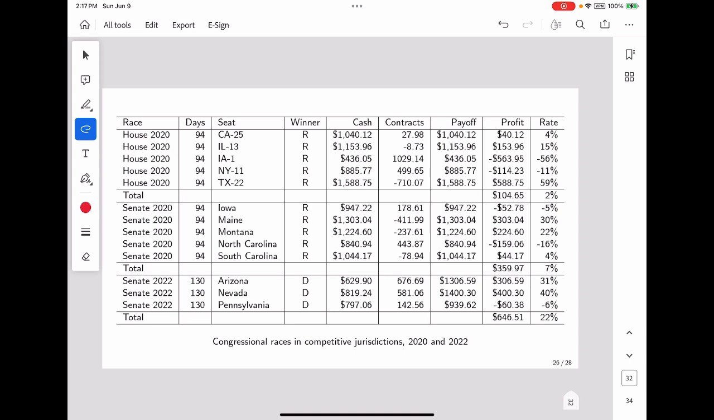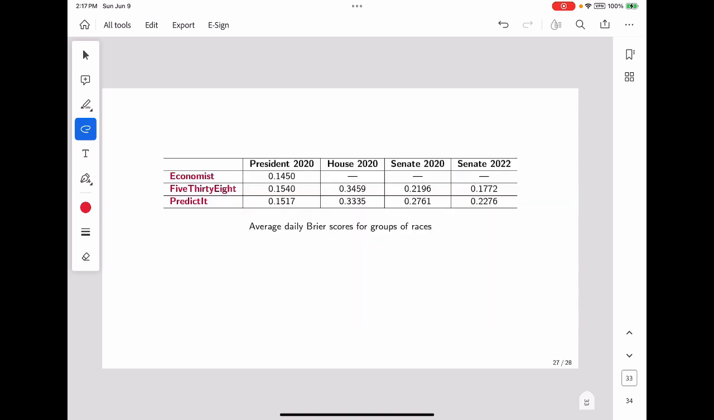For the 2020 House, you see almost no difference between model and market. It's a 2% return overall for the models compared to the market. For the Senate, somewhat larger, 7%, and then the Senate in 2022, a much larger return. So the model lost money in Pennsylvania, or at least the virtual trader representing the model lost money in Pennsylvania, but gained so much in Arizona and Nevada as to have a very substantial return on those three races.